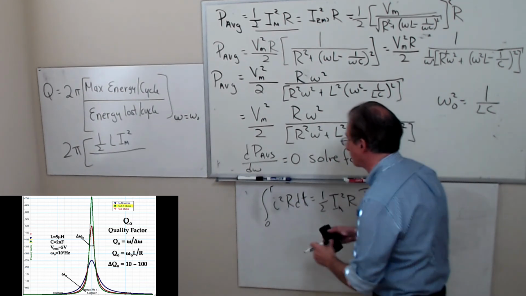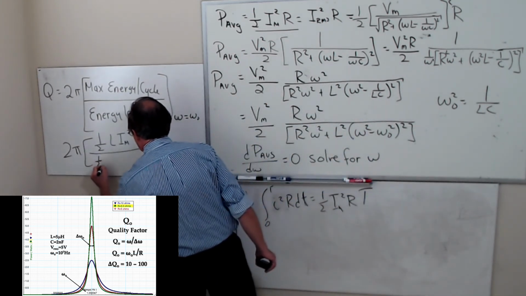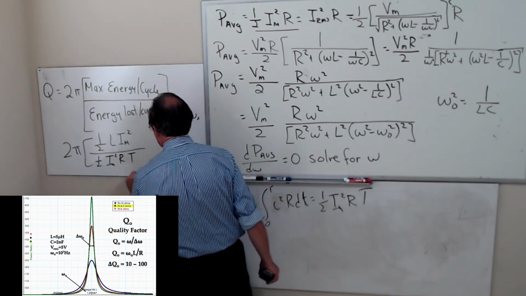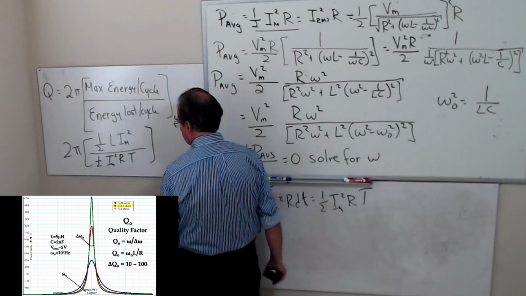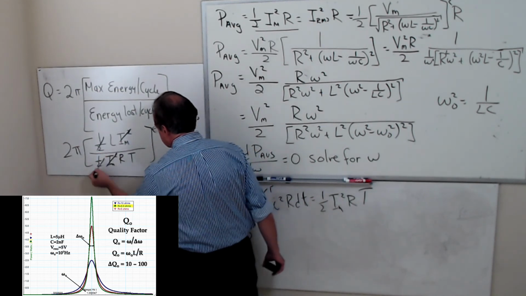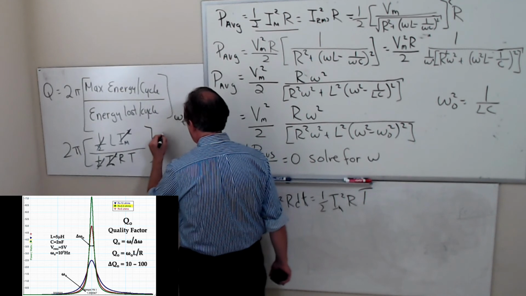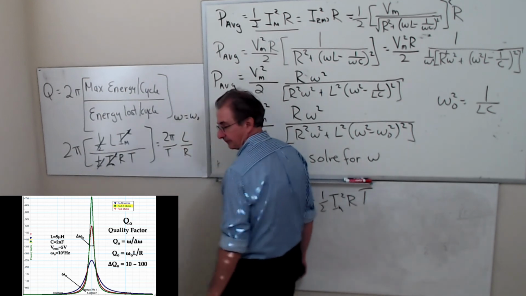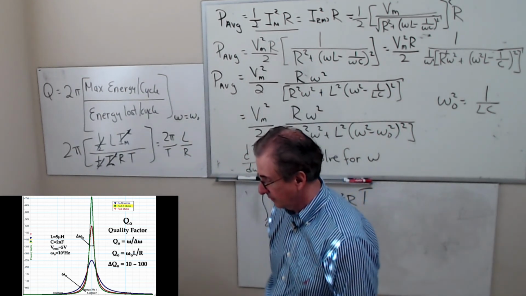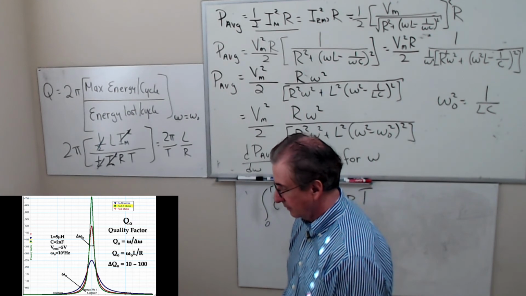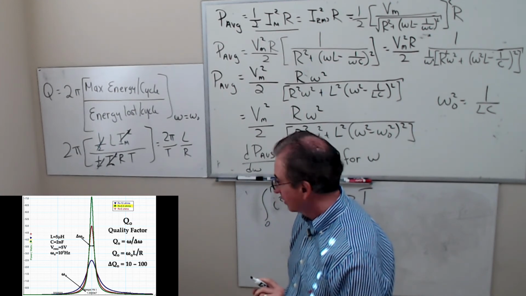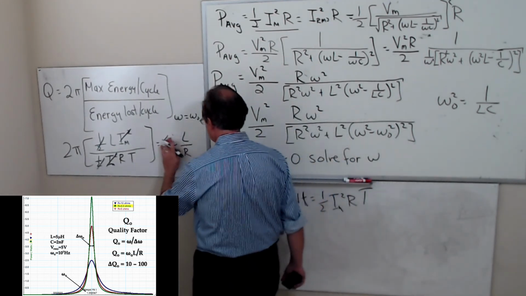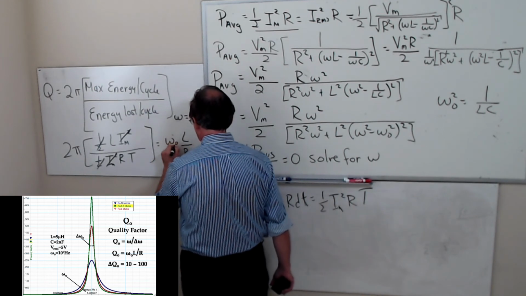The energy loss per cycle is 1/2 I squared m times r times the period. The i's cancel. The 1/2's cancel. And I have 2 pi over the period times L over R. But 2 pi over the period at resonance is omega naught. So that's where this comes from.